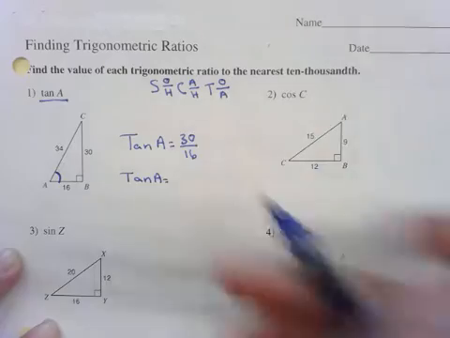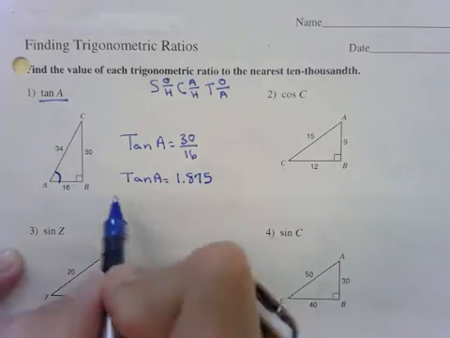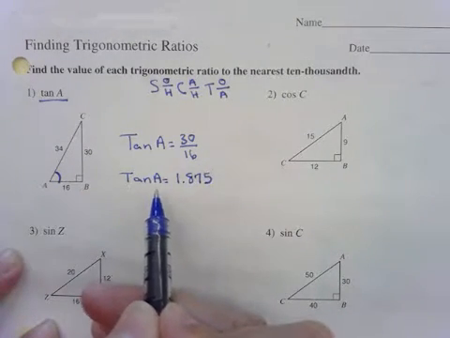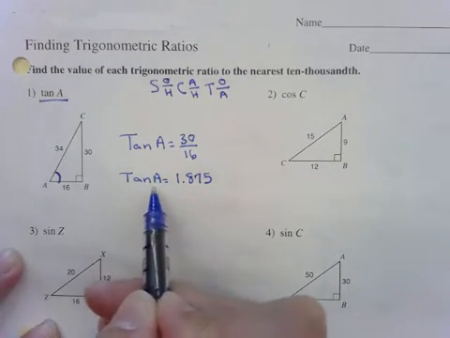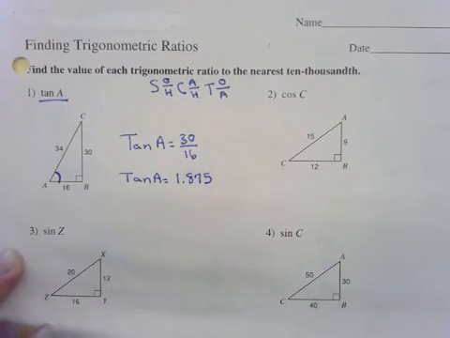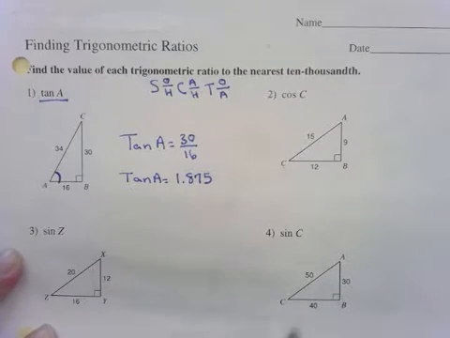1.875. And so this is the answer to that. So later we're going to talk about, well, if this is the answer, what is the actual degree measure of A? And we talked about that in class 2, but we're going to do this first, and then we're going to talk about using our calculator to find what the actual degree measure of A is, okay? By using the tangent ratio.